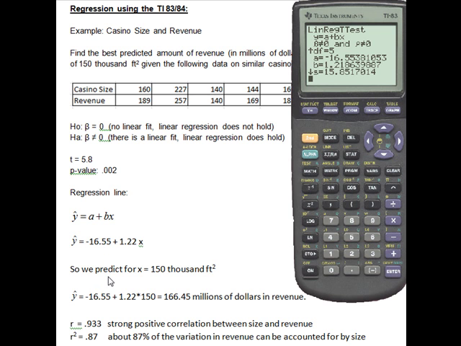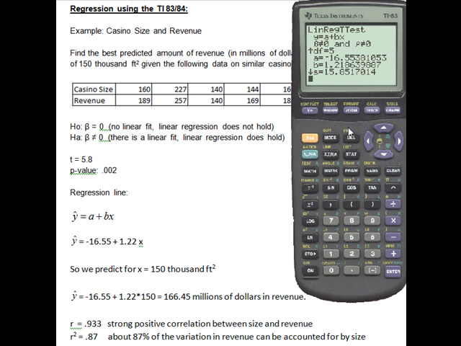Okay, so let's predict the revenue for a casino with 150,000 square feet of space. So we just plug that into the equation. That's what x is, and we get that we would predict $166 million of revenue for that casino.